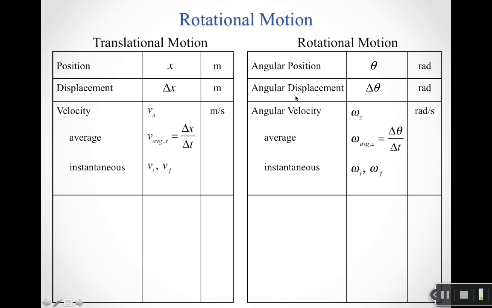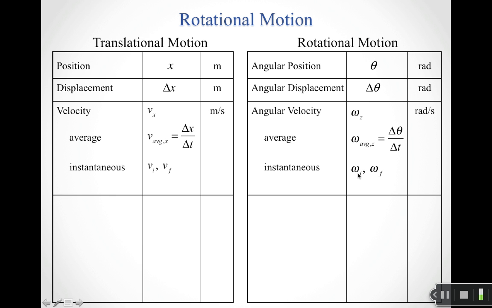We're going to be able to do exactly the same thing with angular velocity. Angular velocity keeps track of how the angular displacement changes as a function of time. So how does the angular position change as a function of time? We can keep track of the average angular velocity by the angular displacement divided by time.